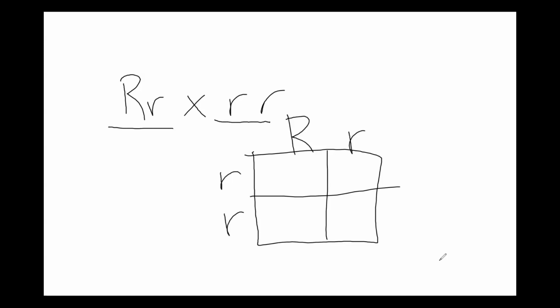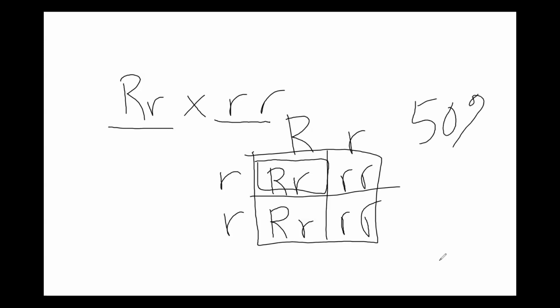So where these two letters meet up, I'm going to write big R, little r. Where those two meet up, big R, little r. Where these two meet up, little r, little r, and where these two meet up, little r, little r. So what percent is round? 50%. Okay.